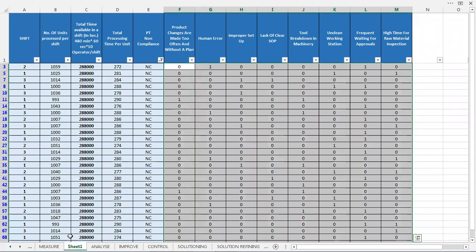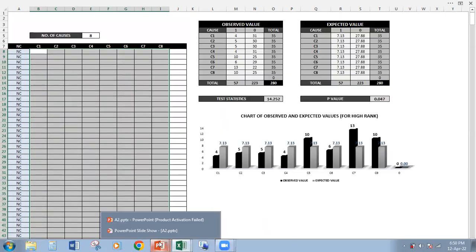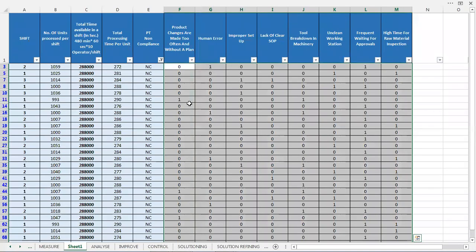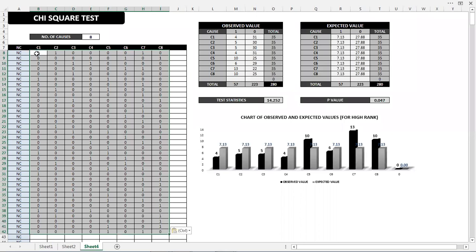I already have pasted it into a kind of blank sheet, but before that, let me just remove it from here, right? So imagine I'm going to remove it from here. I have removed it. Then I'll go back to the data. I'm going to copy it over here only for NC data, right? Not for compliance data. I'm going to come back to the chi-square test. I'm going to test it over here.